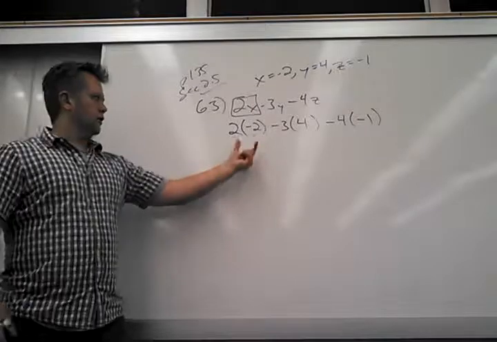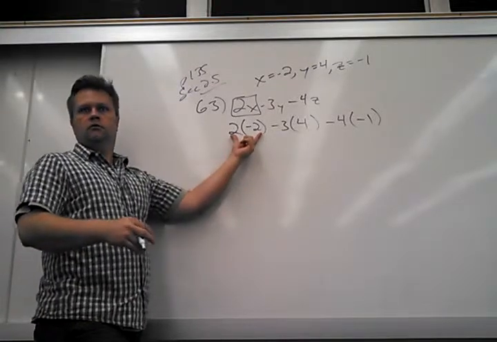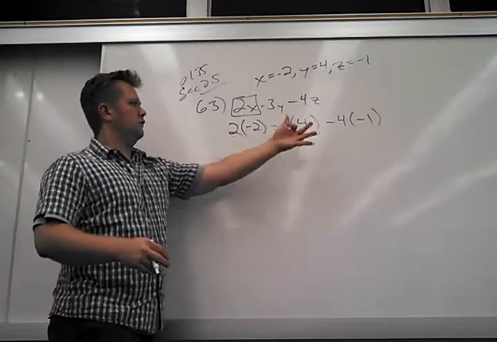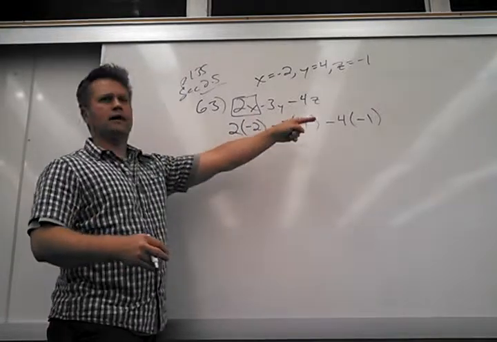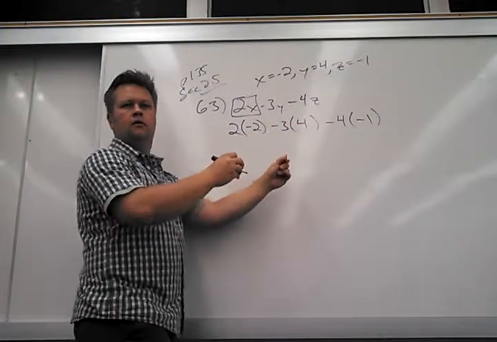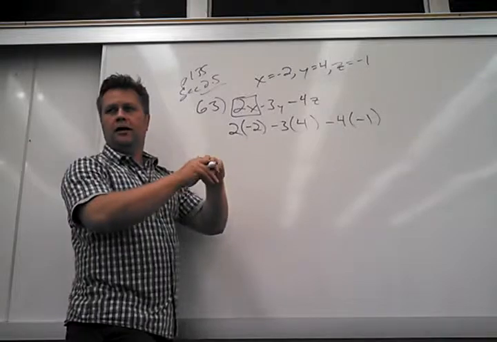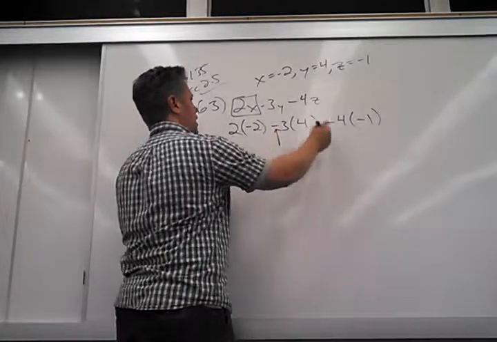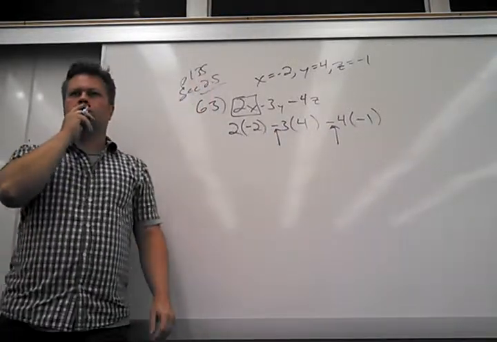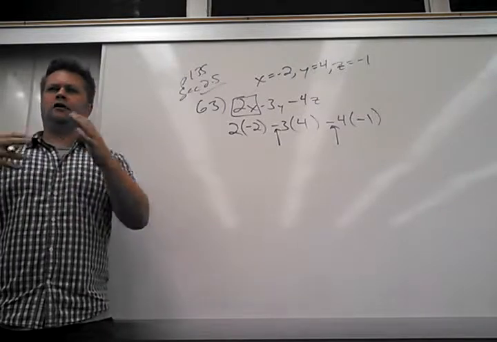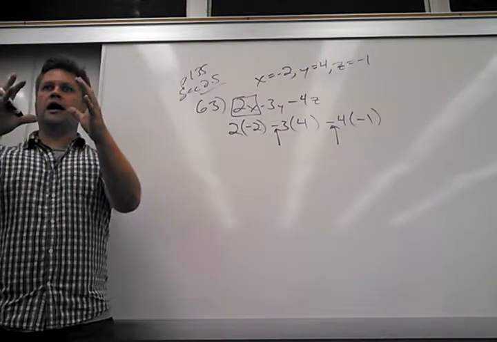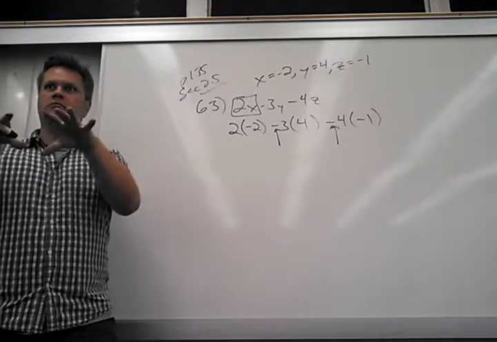So what is twice negative 2? Negative 4. And why am I doing that first? What am I going to definitely do last? Subtraction. These subtractions are going to be last. It's not a bad idea to figure out what it is I'm going to do last, just so you don't do it too early.